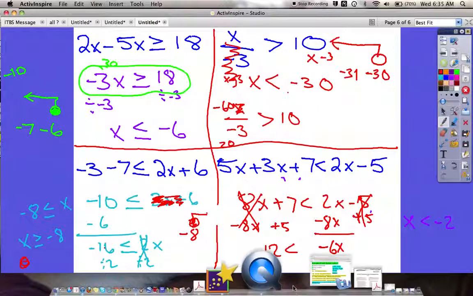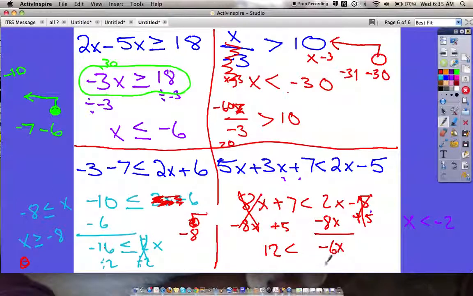Now I have this. Now if you notice, I have a negative 6 that I'm going to be dividing by here. So if I divide by negative 6, and I divide by negative 6, that's going to cancel. My x is going to be still on this side. Since I'm dividing by a negative, my sign needs to flip, and then 12 divided by negative 6 is negative 2. Now look what we have. If I turn around what I have here and write it the other direction, it's going to read x less than negative 2, which is exactly what I had right there.